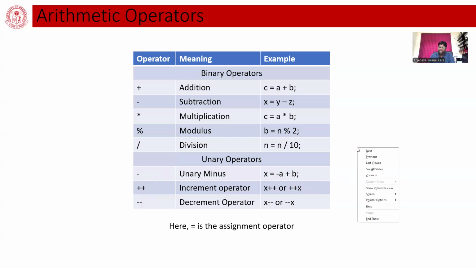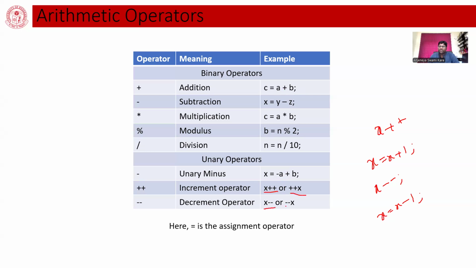What do you mean by increment operator? Suppose x++ means x = x + 1. This is a short operator. Similarly, x-- means x = x - 1. There is a slight difference: this is called post increment, this is called pre increment. Similarly, this is called post decrement, and this is called pre decrement.